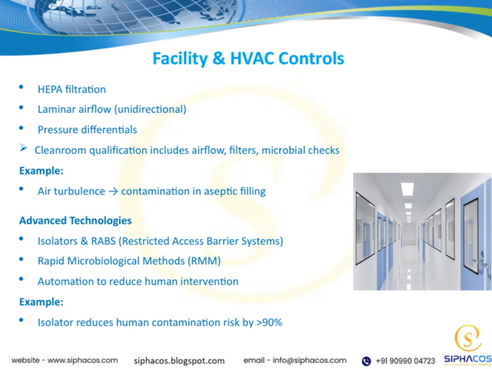Automation is also a key player here. Reducing human intervention helps minimize the chance of contamination. For example, using an isolator can decrease human contamination risk by over 90%. Overall, these innovations are vital for ensuring product safety and maintaining high standards in our sterile manufacturing processes.